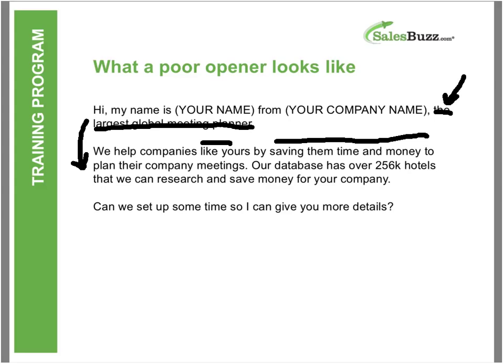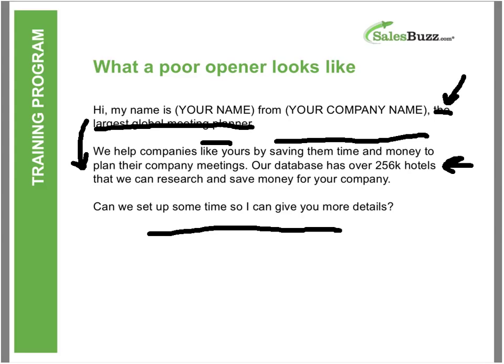There's no value to them yet that you have 256,000 hotels. That's not resonating with them. They don't need 256,000 hotels. I don't care who they are. So that's not having any value. And then it says, "We can research and save money for your company." Then it goes into, "Can we set up a time so I can give you some more details?"